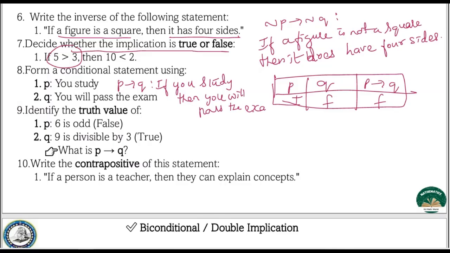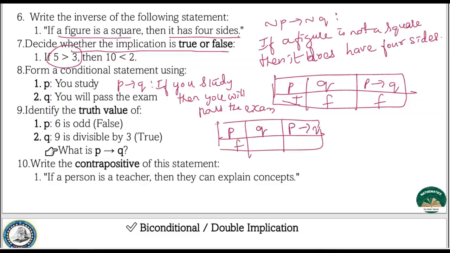Start doing by yourself. Write the questions and try to solve. Don't wait for me to solve it. I want you to find the answer. Identify the truth table. Tell me what the truth table would be. We have P, we have Q, we have P implies Q. 6 is odd, it is false. 9 is divisible by 3, it is true. Whenever it is T F, what will be the answer? Yes, T F, it is T. Yes, correct. It is T because only when it is T and F, the answer is F. Otherwise, for implication, it is true.